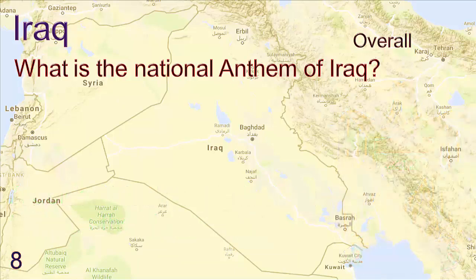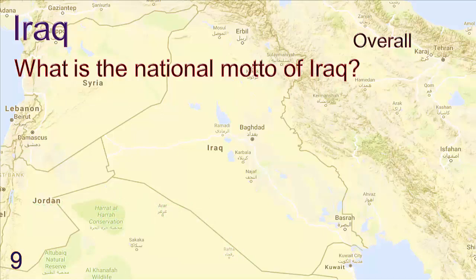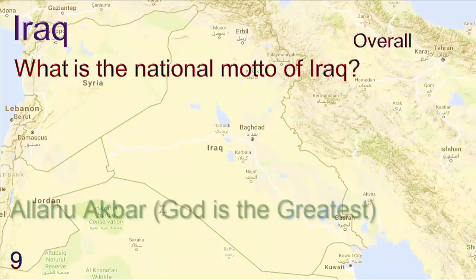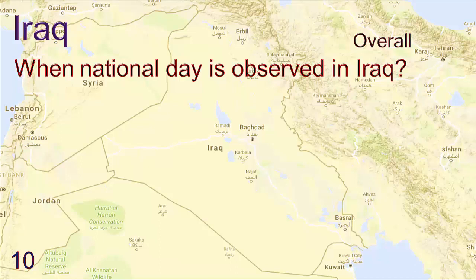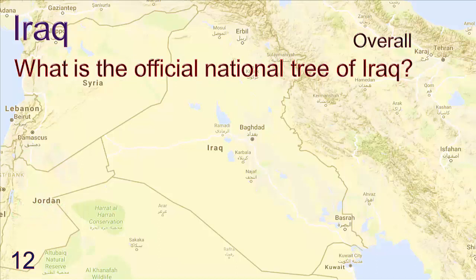What is the national anthem of Iraq? Mawtini, my homeland. What is the national motto of Iraq? Allahu Akbar, God is the greatest. When is National Day observed in Iraq? October 3. When is Republic Day observed in Iraq? July 14.